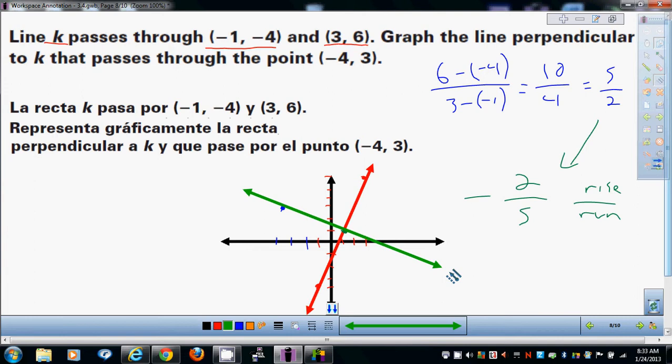The key to remember here, to find a perpendicular slope, you just flip it and change the sign. Just flip it and change the sign.